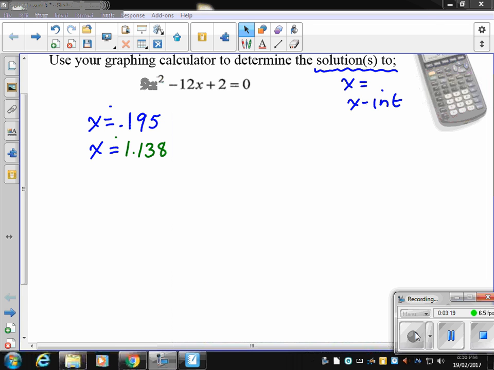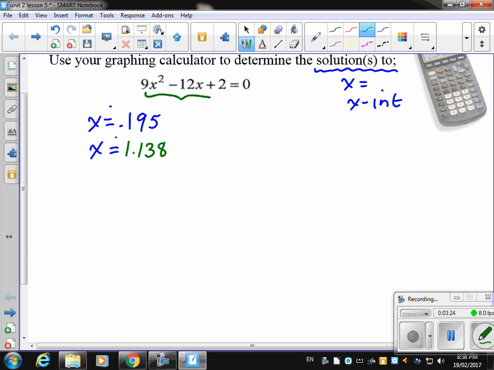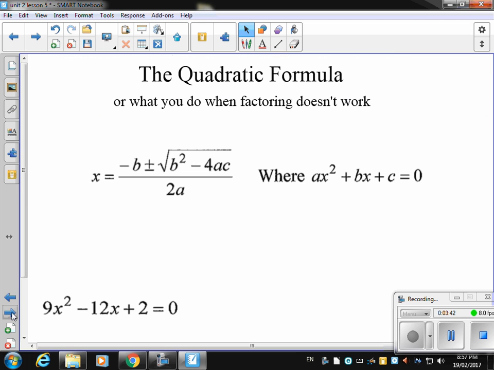So we have an issue if we have a function like this one that's kind of ugly. And it's not nice to factor. And on the graphing calculator, our x-intercepts are kind of ugly. What if we were stranded on a desert island and we wanted to know the roots of something and the numbers weren't pretty and we didn't have a graphing calculator? Whatever would we do? Well, I have a formula for you.